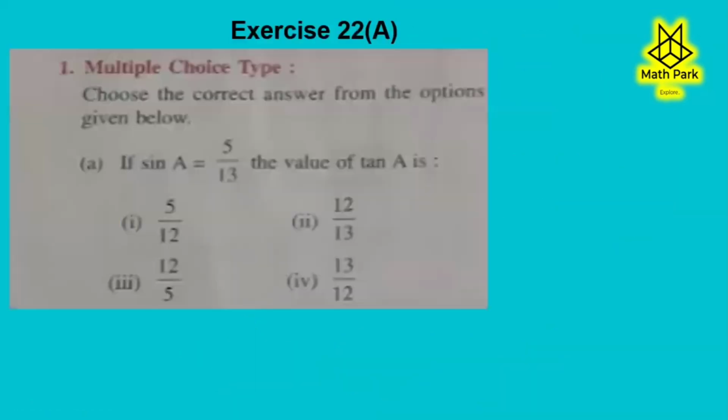So here we start with exercise 22A. Choose the correct answer from the options given below. If sine A is equal to 5 by 13, find the value of tan A. Usually we draw the figure for this, but it has to go very fast.